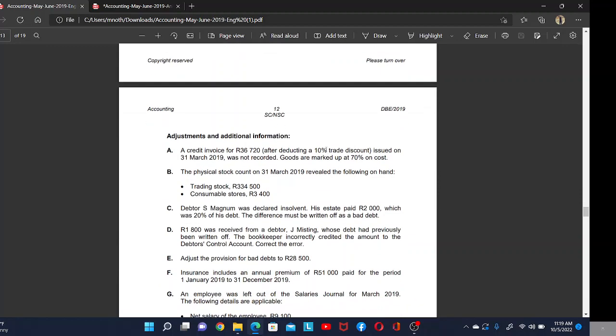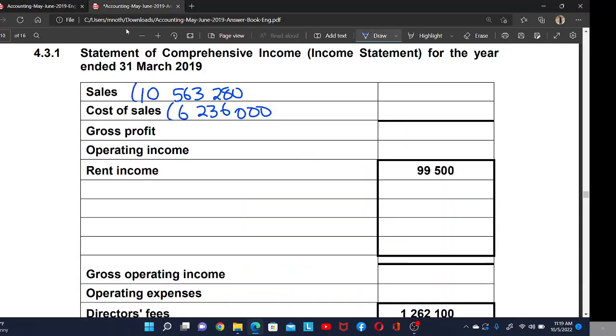Adjustment number 1. A credit invoice for 36,720 issued on 31 March 2019 was not recorded. So let's go and record it. We sold the goods, but we did not record. So it's 36,720. So you know that if we are selling the goods, the sales will be affected. So it's 36,720.